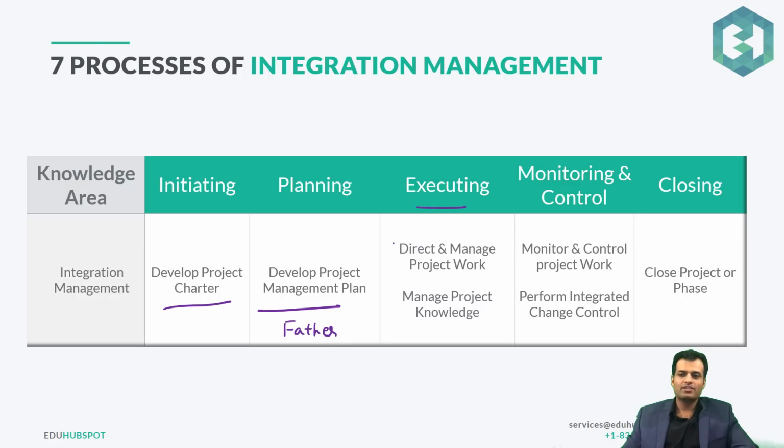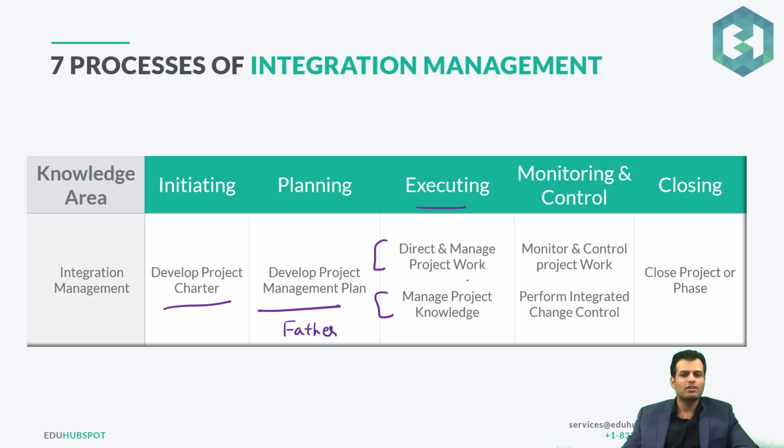Then in the executing section, we have 2 processes: direct and manage project work, and manage project knowledge. Direct and manage project work is important because of the deliverables. This is the process where you actually do the work, where your maximum time, cost, resources and all of those things are consumed. Very important, a significant milestone, because your deliverables are being created for the first time.